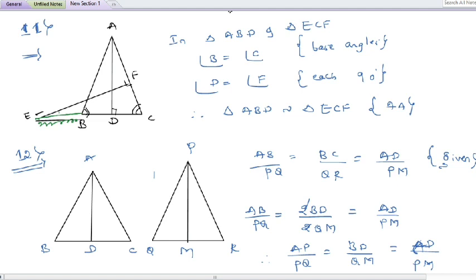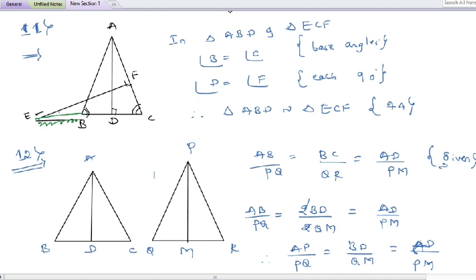Now, we will move to the 12th problem. Sides AB and BC and median AD of a triangle ABC are respectively proportional to sides PQ and QR and median PM of triangle PQR. Show that triangle ABC is similar to triangle PQR. So, what is given? AB by PQ is equal to BC by QR is equal to AD by PM. They are in proportion, it is given already.